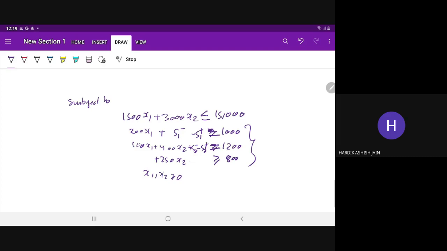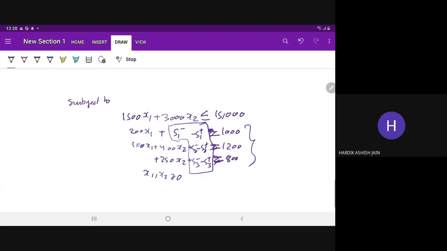Similarly, for the third goal, S3 minus, S3 plus, and here we have the equality. Now can you recall what these variables are? Earlier also in the simplex method we have used this type of thing.